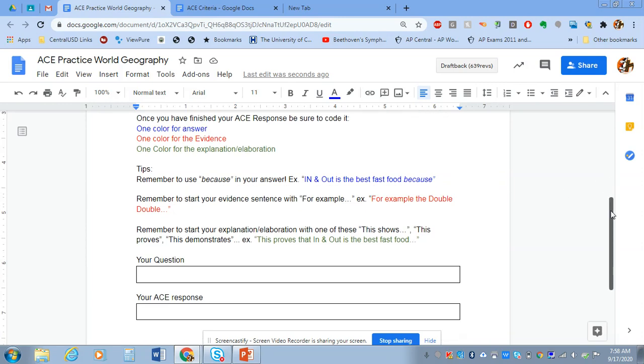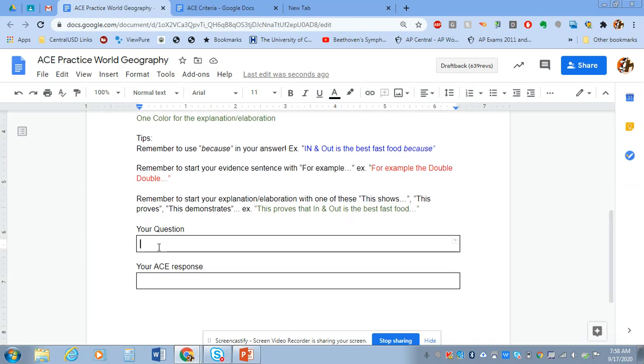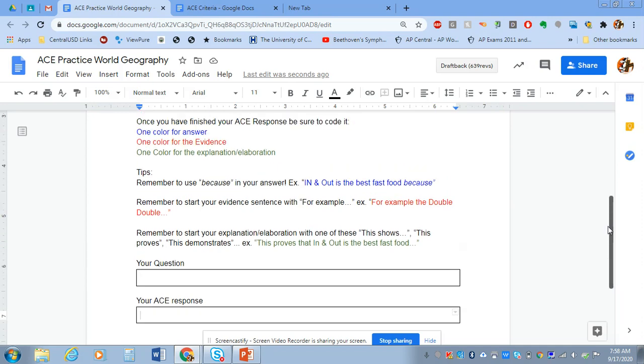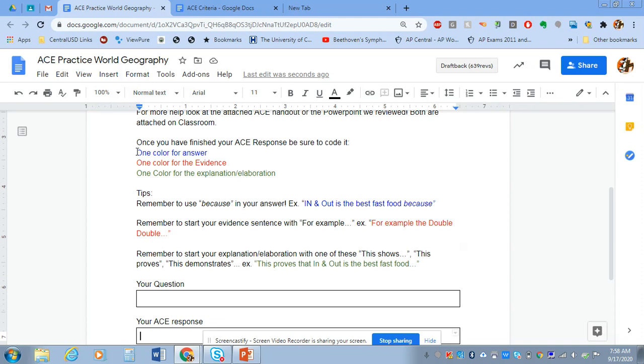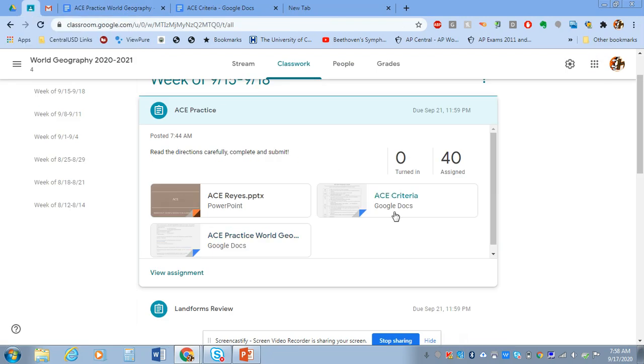So again, you pick your own question, write down your question in this box, and then your first ACE response is going to go in this box here. Again, remember you code it, you color it, okay? One color for each part of ACE. Once you've done that, you're going to come back to this assignment and you're going to turn it in right here. I'll be working with you guys while you're doing this.